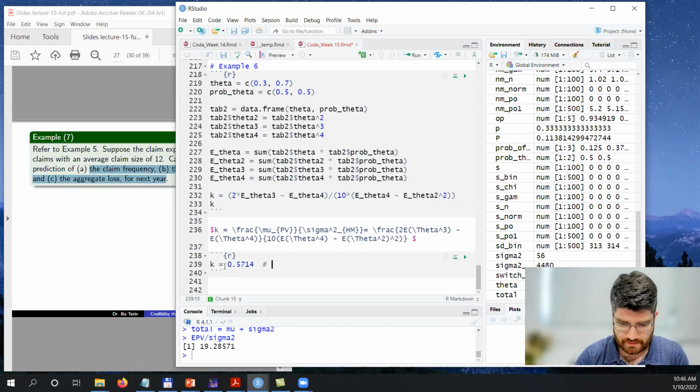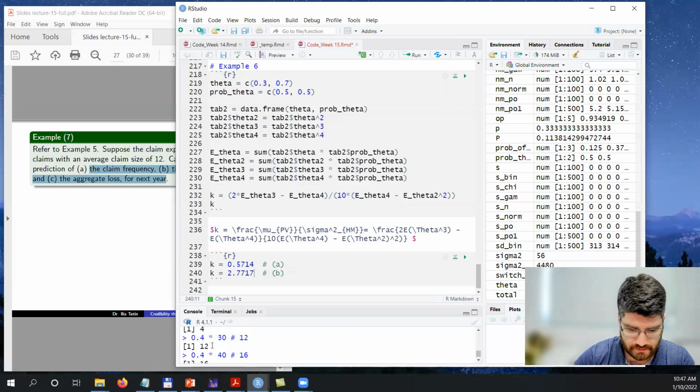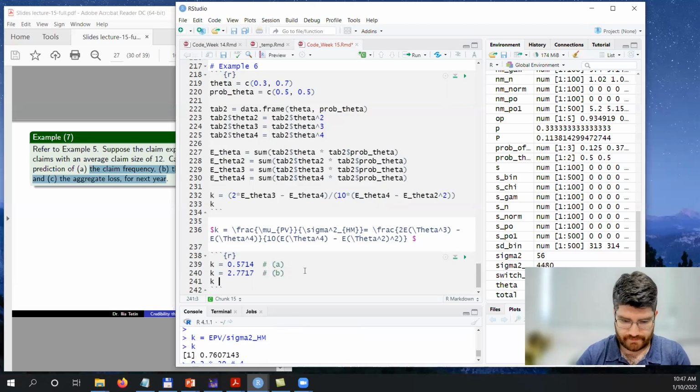For part A, for part B, it should be, again, I have to remember, 2.7717. This is for part B, and for the last part, okay, so we have all these three parameters now.